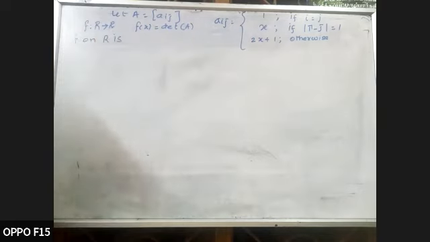Then the sum of maximum and minimum values of f of x on R is, again I repeat, A is a 3 by 3 matrix where Aij is equal to 1 if i equals j, x if the mod of i minus j equals 1, and 2x plus 1 otherwise, where the function f mapping R to R is defined as f of x is equal to the determinant of A. Then the sum of maximum and minimum values of f on R is.